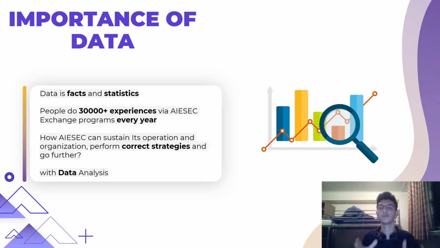And the thing is, since Isaac is growing every year, Isaac's operation is getting bigger, and also the members, the organization, the operations, everything is growing. So how can Isaac sustain its operation and organization, perform correct strategies and go further? This is the main idea here, because as I told you, the operation and the organization are getting bigger every year, right? So we have more experiences. For example, if we are doing more than 30,000 experiences this year, maybe 10 years later we will have more than 100,000.